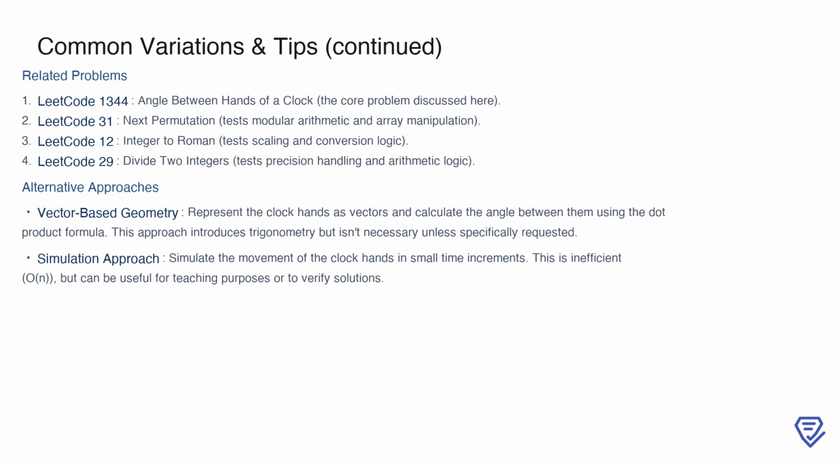In terms of alternative approaches, you could explore a vector-based geometry method. By representing the clock hands as vectors, you can calculate the angle between them using the dot product formula, which introduces trigonometry. While this isn't necessary for solving the problem, it may be worth mentioning if the topic comes up. Another approach involves simulating the movement of the clock hands incrementally. While this is less efficient, with a time complexity of O(n), it can serve as a teaching tool or a way to verify your solution.